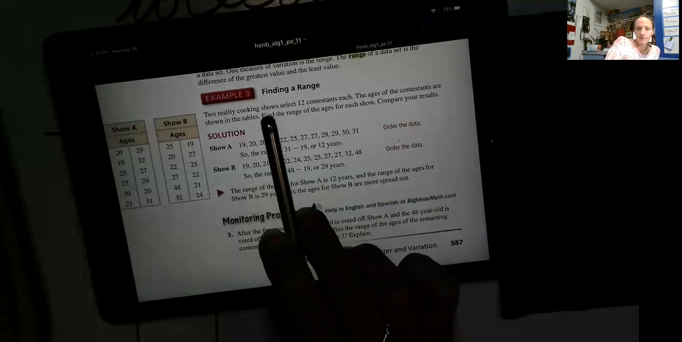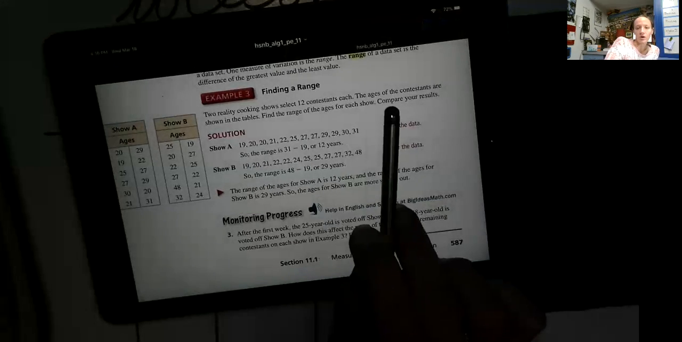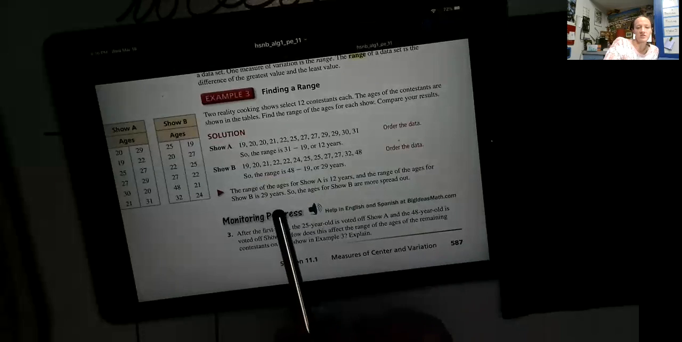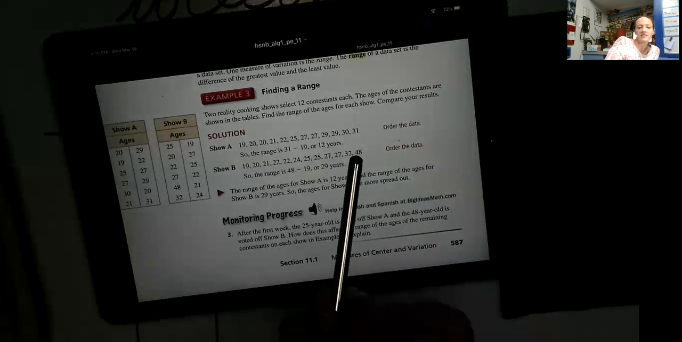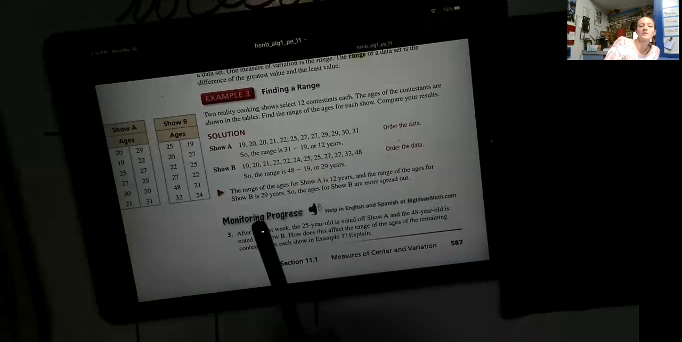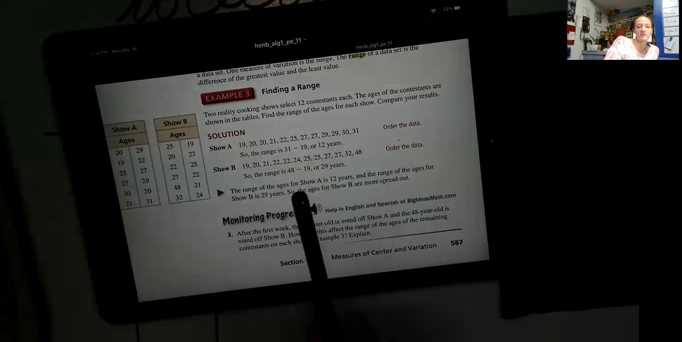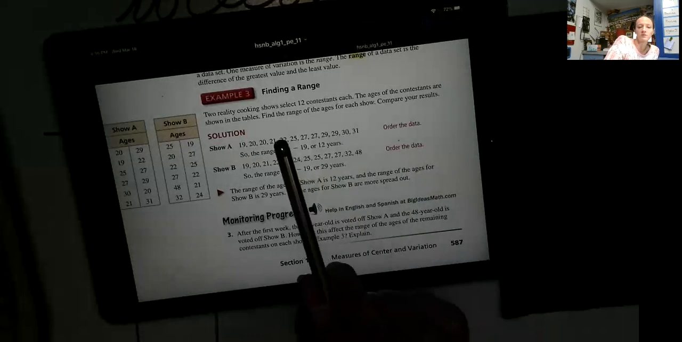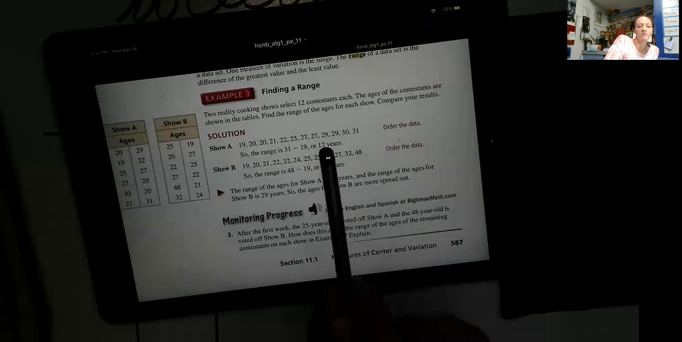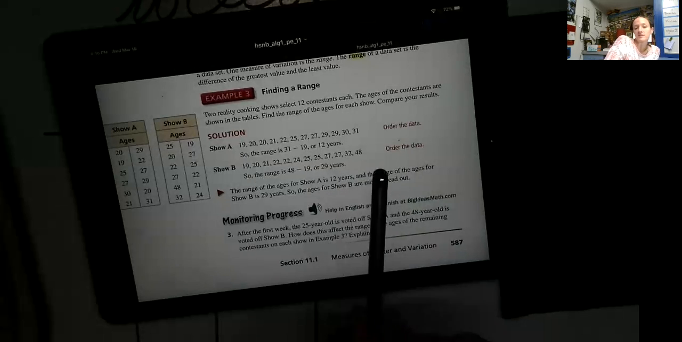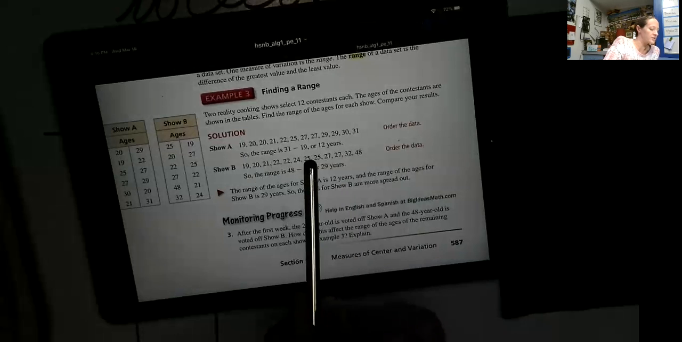They give us, I believe, two reality cooking shows, 12 contestants and how old the contestants are. The range is literally taking each list of data and saying who is the oldest and who is the youngest. What's the greatest, what's the least, and just check it. 31 was the oldest, 19 was the youngest. Subtract the two, that's the range. There's 12 years in between the lowest and highest. So the range is 12 years for the first show.